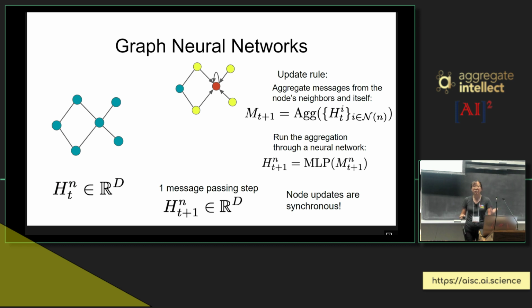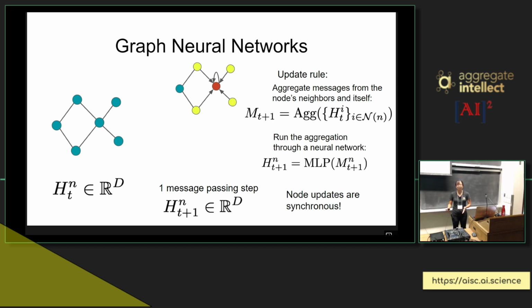What this is essentially doing is letting me figure out what is going on with the other nodes in the network. If I want to know where exactly I am in space compared to my neighbors, this is going to let me figure that out based on the information that my neighbors send me. The other thing to note is that node updates are synchronous.